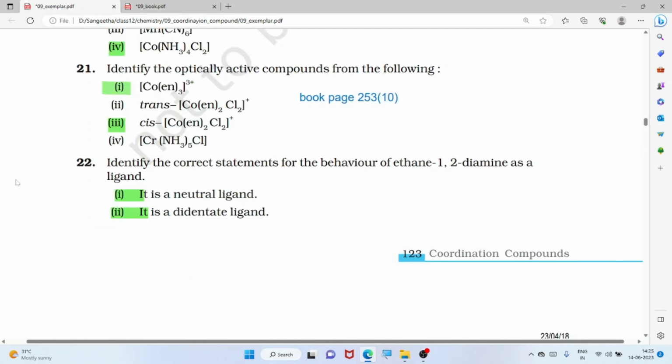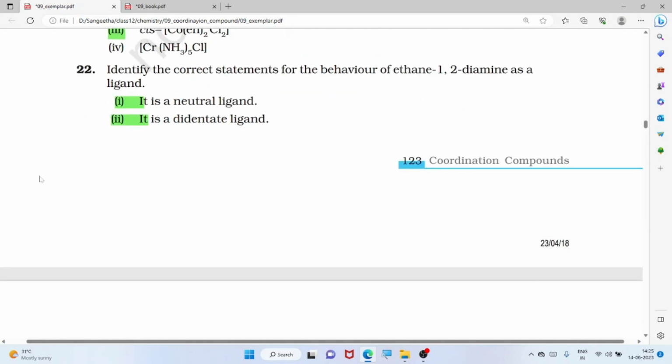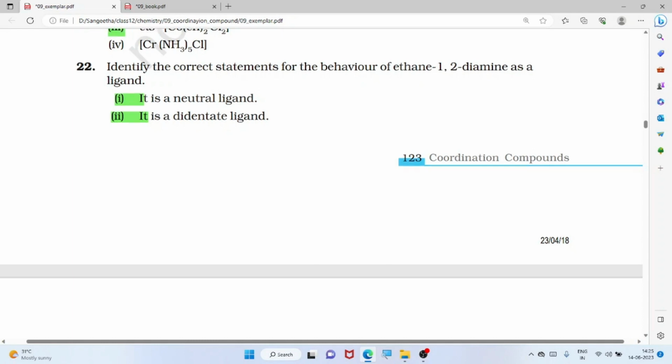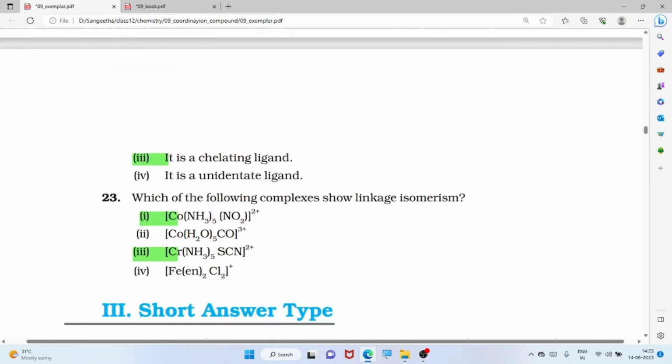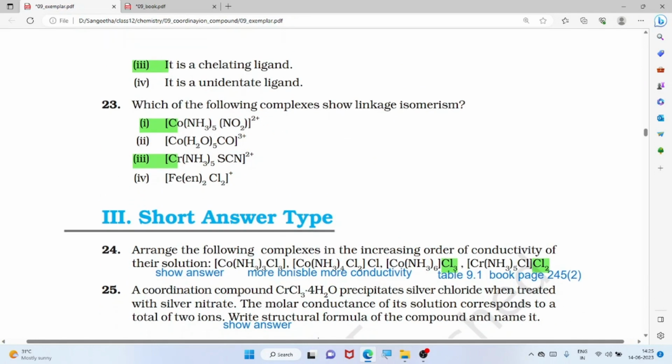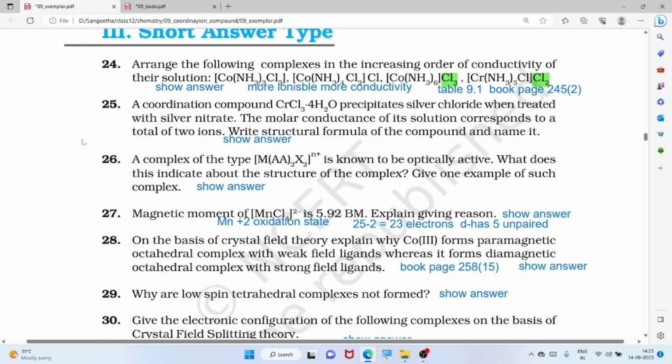Okay, 22. Identify the correct statements for the behavior of the ethane 1,2-diamine as a ligand. Okay, it is a neutral ligand and didentate. Okay, this en is didentate. It is a chelating ligand. Okay. Which of the following compounds show linkage isomers on these two? So you can see the book.